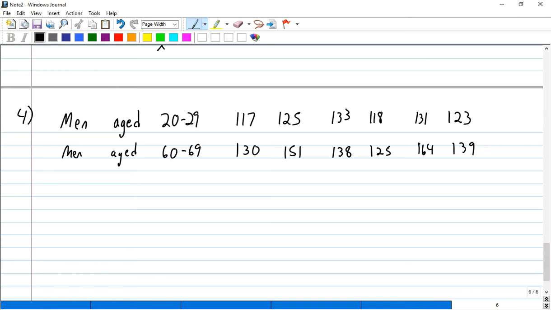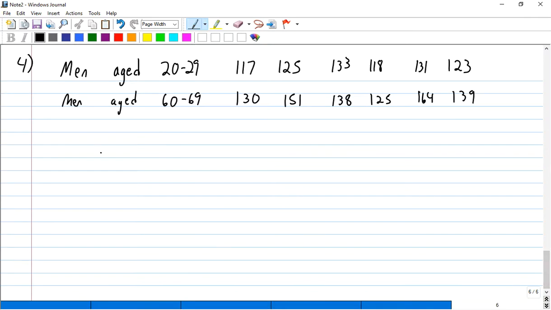All right, so I'm going to start with the first data set, for the 20 to 29, and I'm going to list those data values. Now these numbers are going to get big, and they're going to get big fast, because whenever we start squaring them, we're saying that number times itself, and we're in the hundreds already. So just know that these numbers are going to be pretty big.